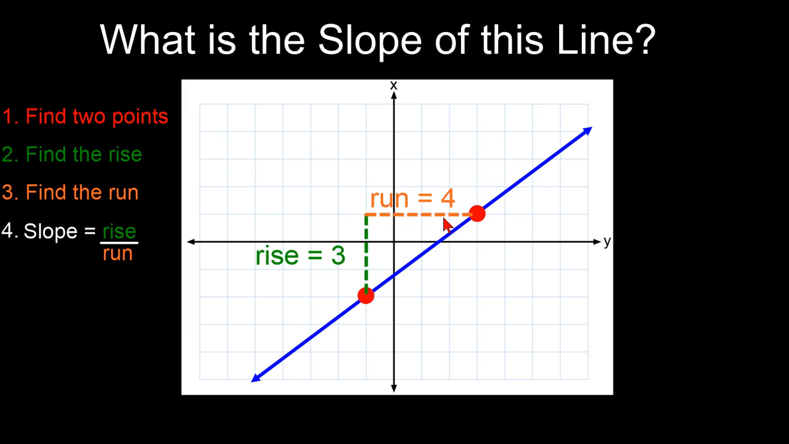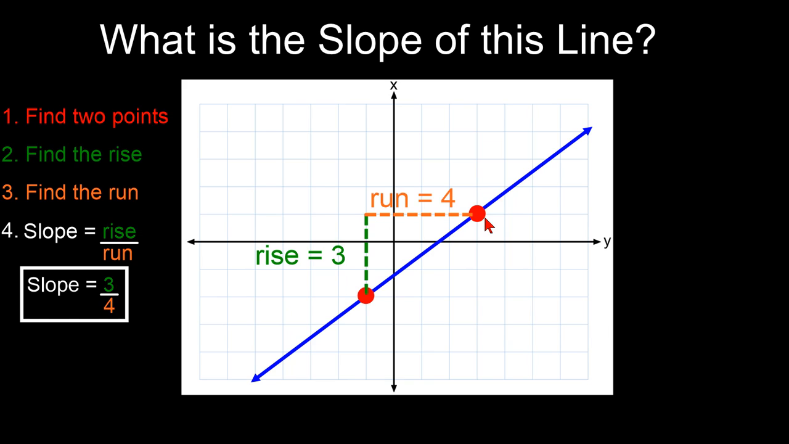Next, we want to remember that the slope is the rise divided by the run. So we go ahead and work that out. The rise was 3, so we put that on top, and the run was 4, and we get 3 over 4, and that's our slope of this line.